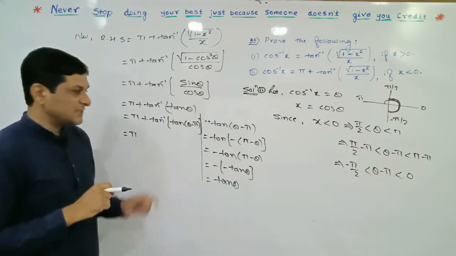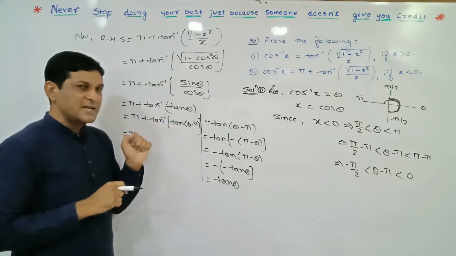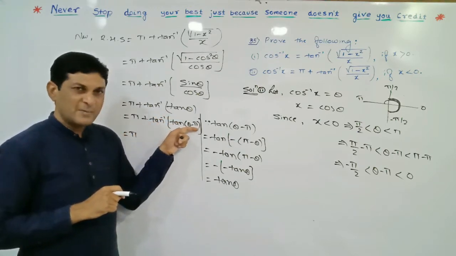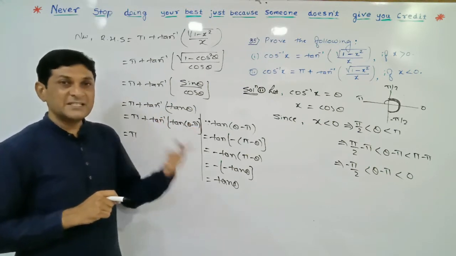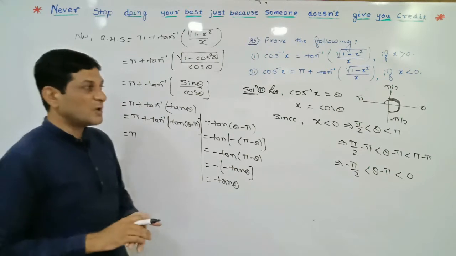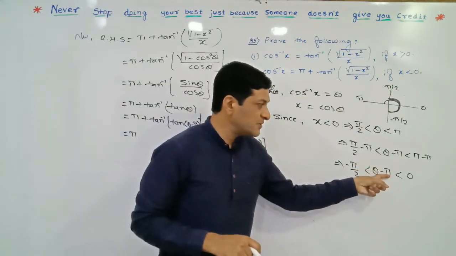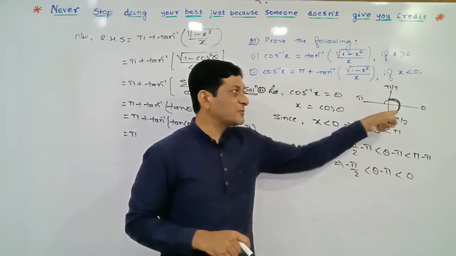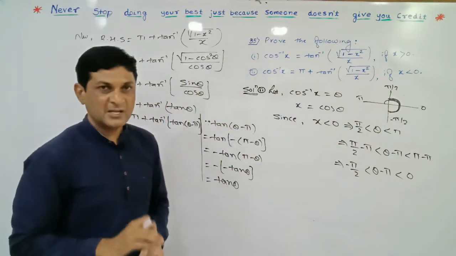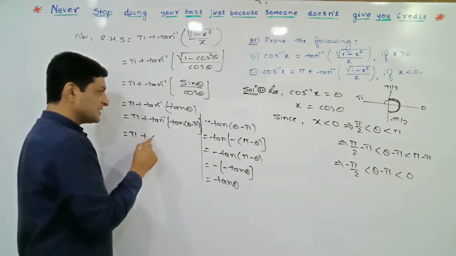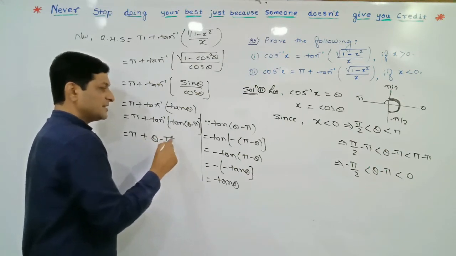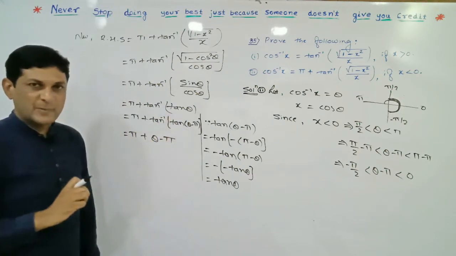Now let us check: if we are cancelling tan and tan inverse, what result will we get? Theta minus pi. And we have to check whether theta minus pi lies in the range of tan inverse or not. Yes, we already proved that this value lies between 0 and minus pi by 2, which is nothing but part of the range of tan inverse. That's why we are able to consider this as the principal value of this inverse trigonometric function.